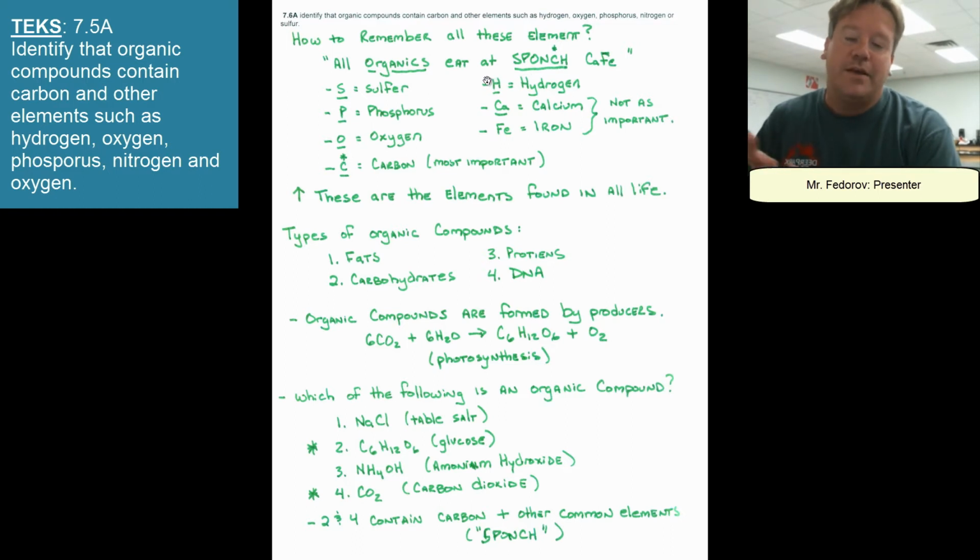It used to be, I used to say all organics eat at Sponge Cafe, but remember I mentioned to you earlier that you don't need to memorize the calcium and the iron anymore. That's not part of what the state standards are asking you to remember. So you just need to remember all organics eat sponge. S-P-O-N-C-H. Now each one of these letters corresponds to a shorthand or chemical symbol for an element.